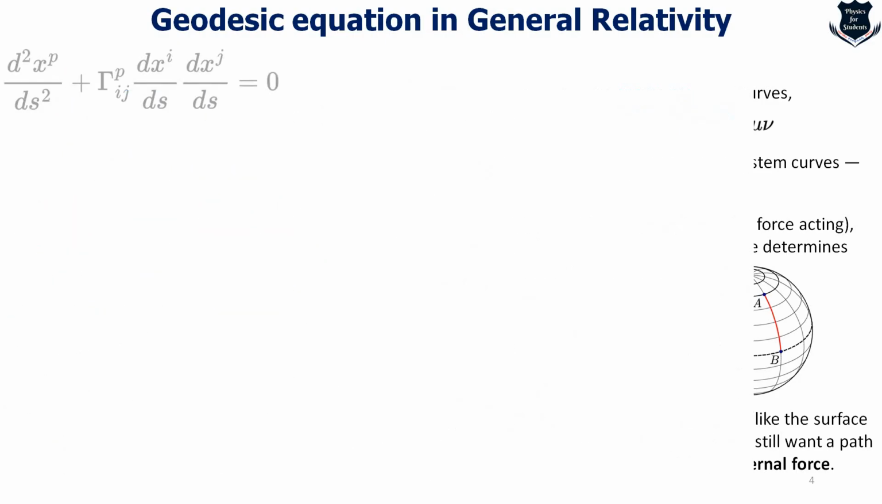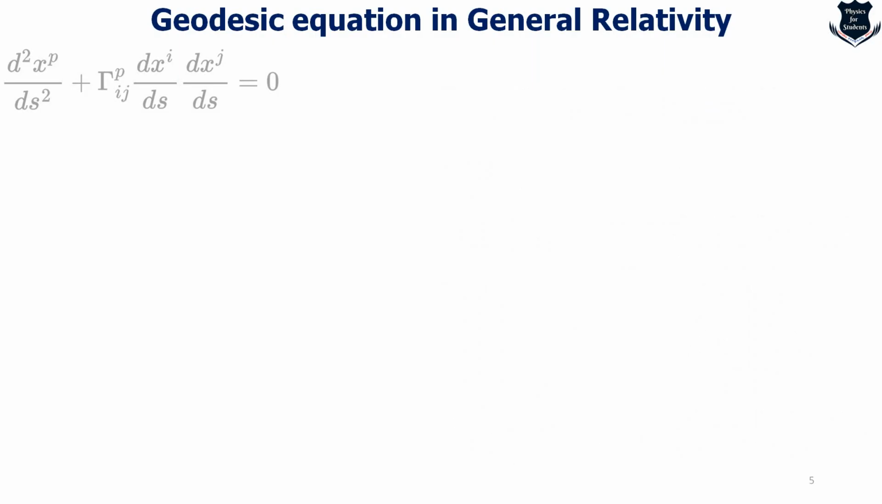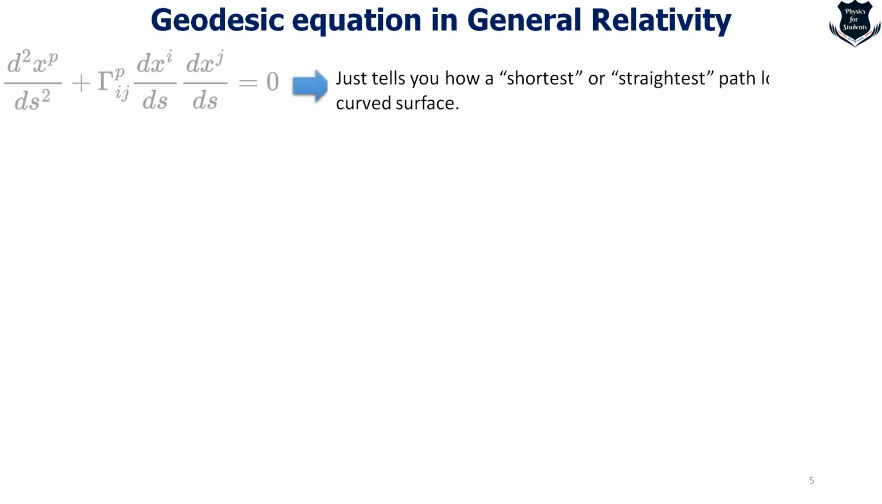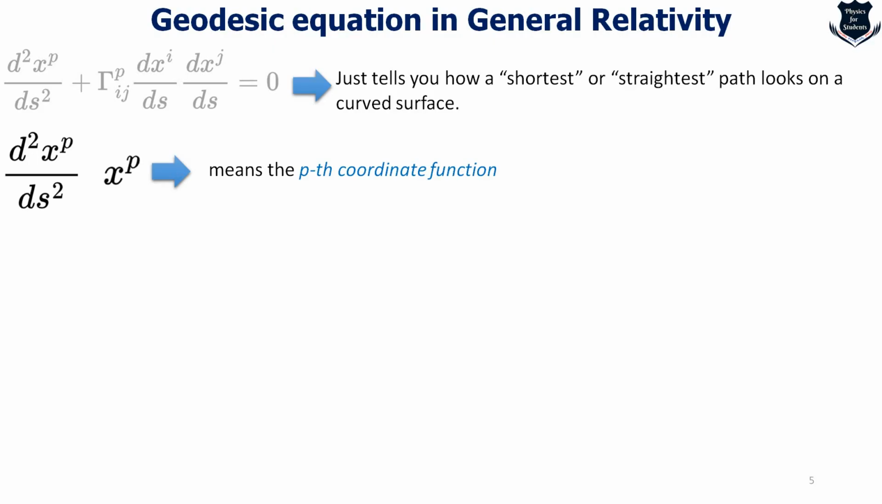Now, having said that, I would like to explain the other components of the generic version and the GR version. In the generic version, here you can see that it actually tells you the shortest or the straightest path, and d square xp by ds square, where xp means the pth coordinate function. That means it can be p, it can be s, but it is a coordinate function.